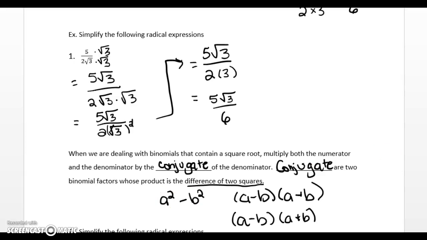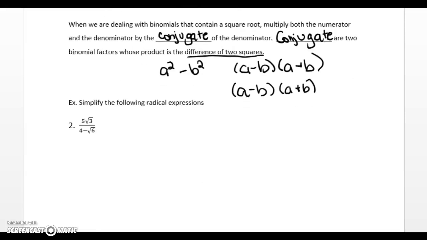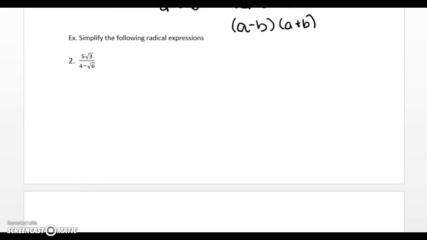So let's try an example with this one, and this is the next example in your notes. Here we're going to simplify the following radical expression: 5 square root of 3 divided by 4 minus square root of 6. This one has a binomial term in the denominator because it has a 4 and then a negative square root of 6 as the two terms.